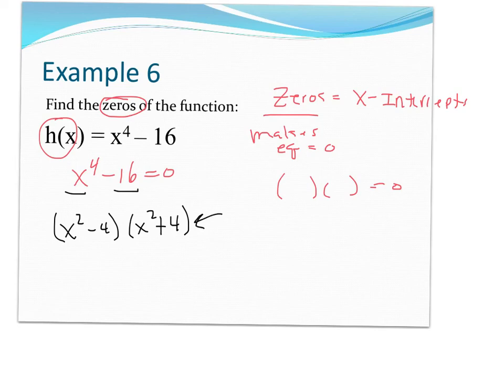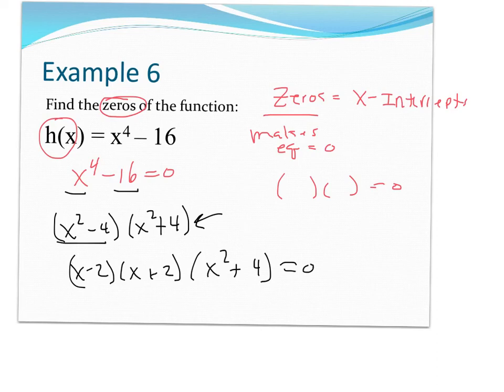This guy I cannot factor anymore, but this guy I can. So x squared minus 4 is another difference of squares. So I have x minus 2, x plus 2, and x squared plus 4. So I'm going to go ahead and set this equation equal to 0. And because I have three of these, the product property still applies. I have x minus 2 is equal to 0, x plus 2 is equal to 0, and x squared plus 4 is equal to 0.